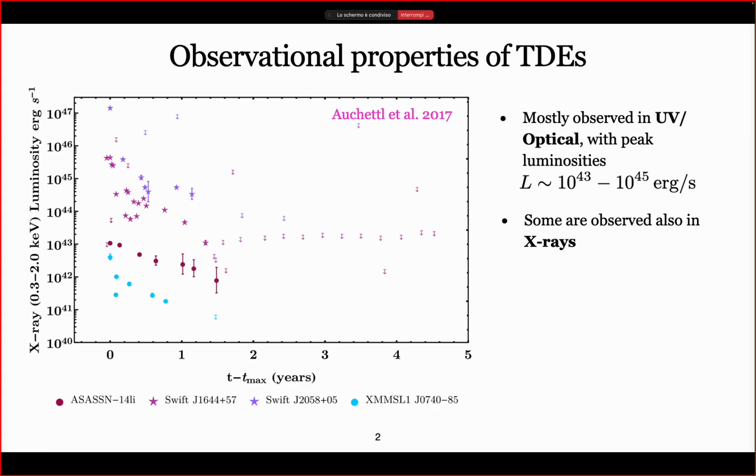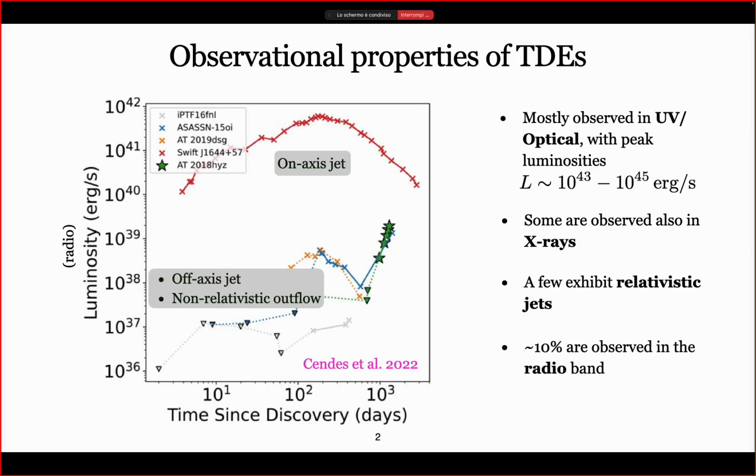So you can see the light curves marked by the stars have much higher luminosities. And these, in fact, are typically interpreted as coming from a relativistic jet that was launched during the event. Then they are also observed in the radio band, and here there are mainly two populations based on how luminous they are. So TDs with very high radio luminosities are interpreted as coming from on-axis jets, while those that have lower luminosities are interpreted as coming from either off-axis jets or non-relativistic outflows.